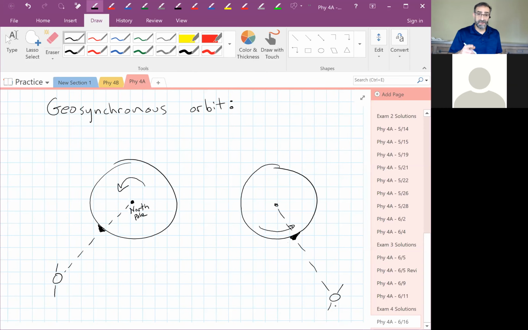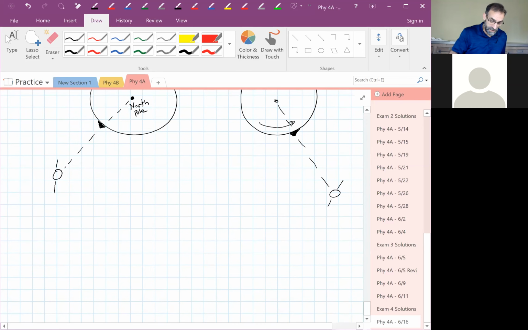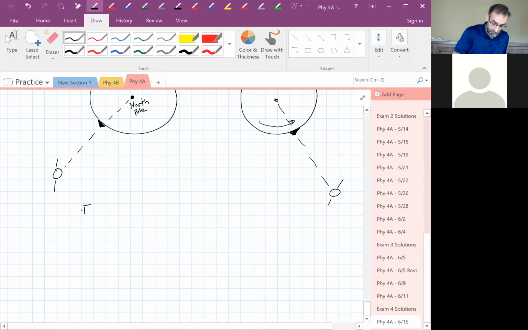That's called geosynchronous orbit. When the period, the time it takes the satellite to make one revolution, is equal to the time it takes the Earth to make one revolution. Okay? So we want to find R for geosynchronous orbit.